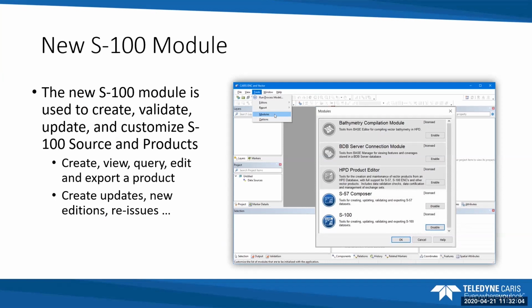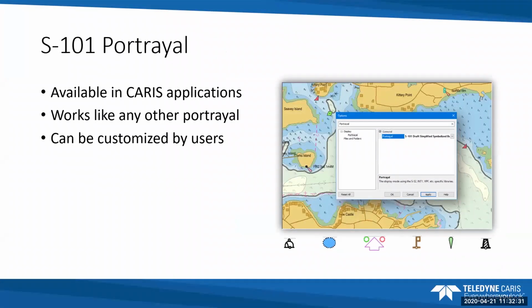And with CARIS applications becoming modular, this module may appear perhaps in, say, our Composer applications, in our HPD applications, in maybe base editor applications. So the same tool set is offered as a module. You enable the module from the application that you work with, the one that you are, say, used in your workflow. So we'll be dealing with a new type of data, S-101 data.